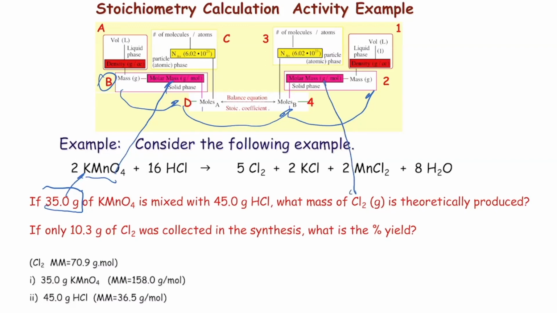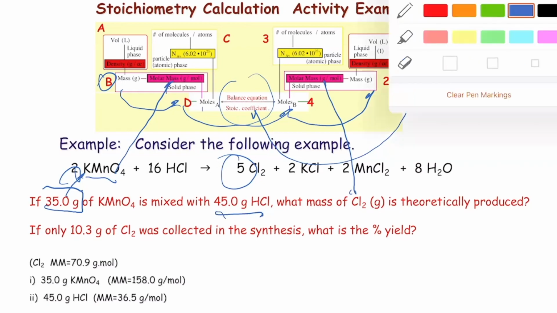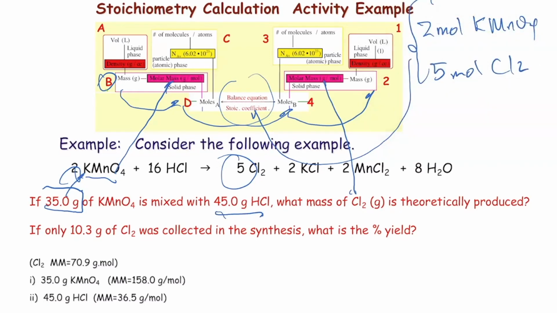Then the balanced equation says that for every 2 moles of KMnO4, I have 5 moles of chlorine. That's this right here. And I would use that in here. Okay, that's one problem. You still have a second problem, and that second problem is hydrochloric acid, this guy right here. For this problem, I would do the same thing. I would first get the mass of hydrochloric acid, 45, convert that to moles, convert that to moles of chlorine, and then I can figure out the mass of chlorine using that.